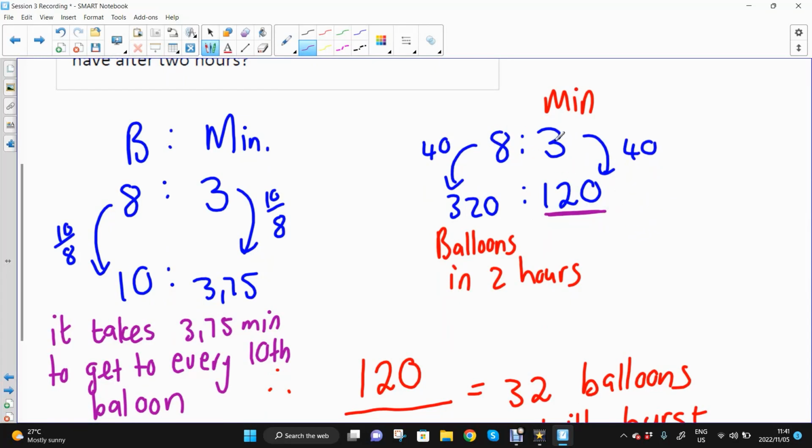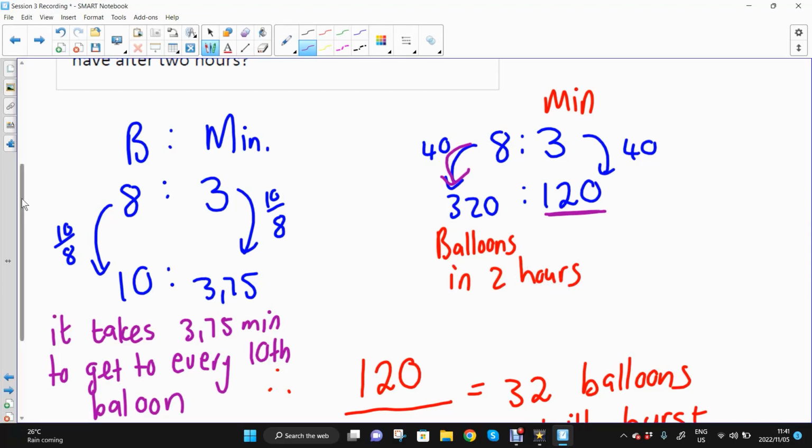Using the 8 to 3, I know that from 3 I need to get to 120, so I'm timesing by 40, and I did the same on the left. So 8 times 40 gives me 320 balloons. So this tells me there will be 320 balloons in 2 hours, but every 10th one burst.